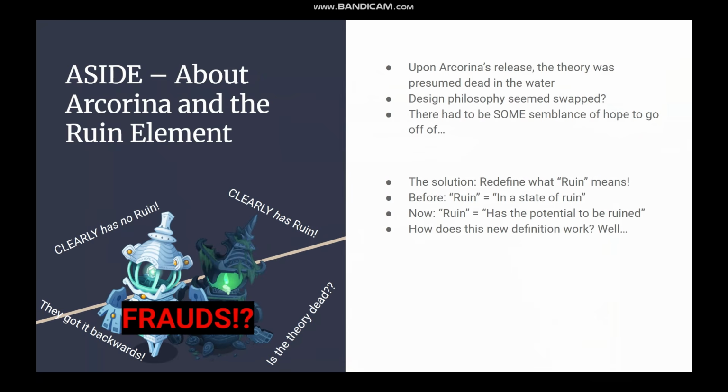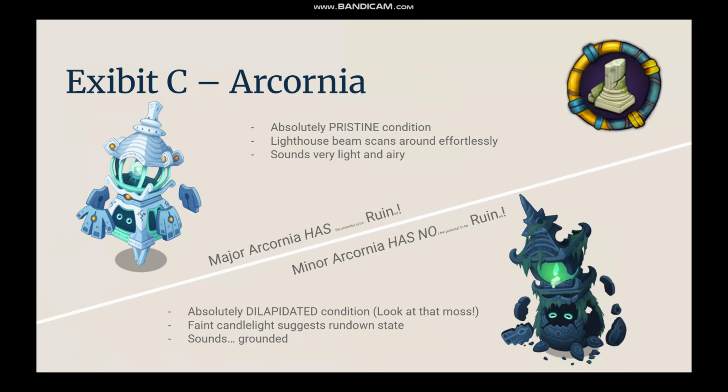So instead of thinking that ruin was supposed to imply a state of ruin, I interpreted it as ruin being has the potential to be ruined. So now how does that work out? Well, we're going to take a look with Arcornia. The major form, obviously, absolutely pristine condition. Lighthouse beam scans around effortlessly, and it sounds very light and airy. So this is like the prime of this monster. This is peak performance Arcornia. So we can say that major Arcornia has the potential to be ruined. It's a stretch, but just bear with me here.